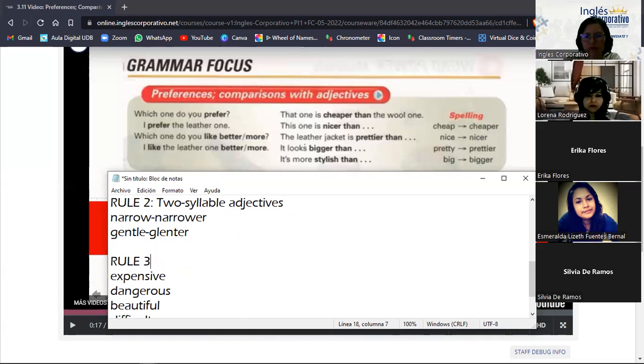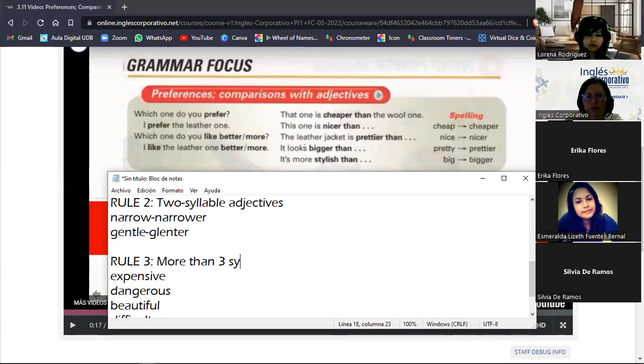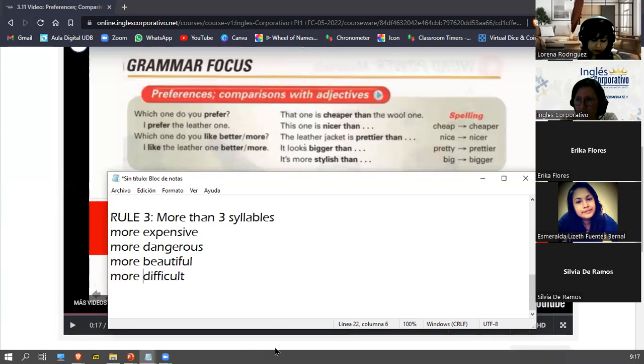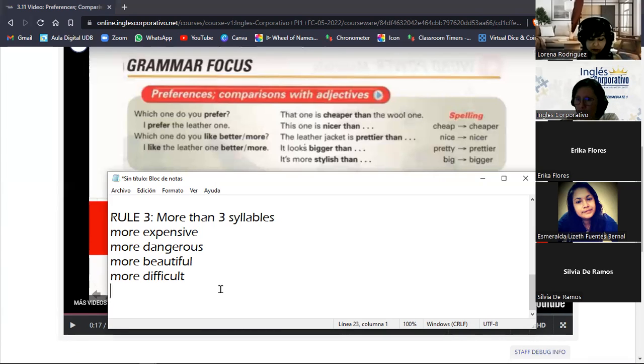Rule 3. More than 3 syllables. Ok. Entonces, cuando tengo más de 3 sílabas, lo que voy a hacer es agregar la palabra more. ¿Por qué? Porque no puedo agregarle el ER al final: expensiver, dangeriser, beautifuler, difficulter. That's not possible, right? So what I have to do is add the word more, right? More expensive, more dangerous, more difficult, right? And there are two more, hay dos más, okay?